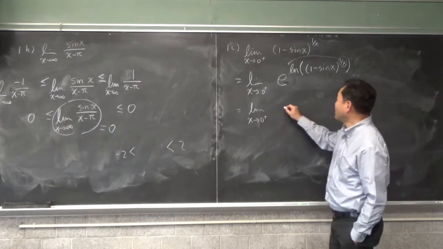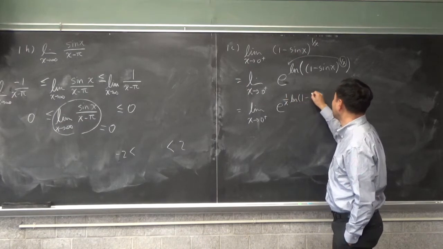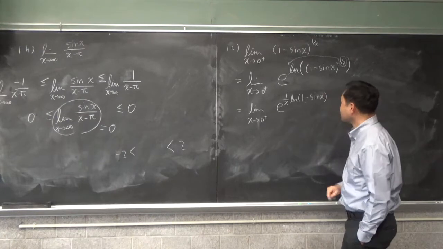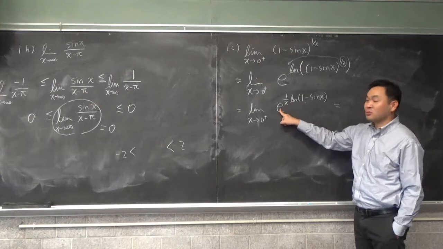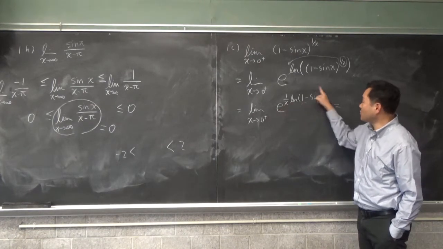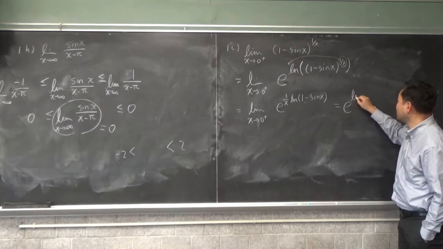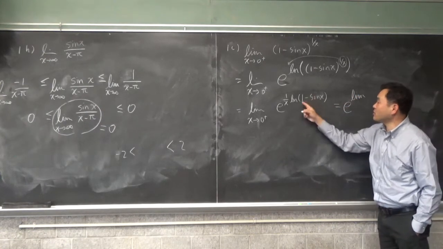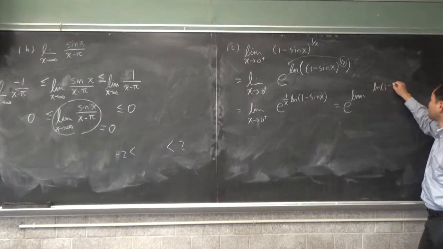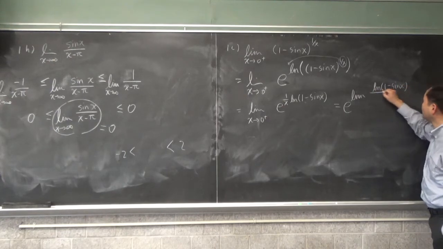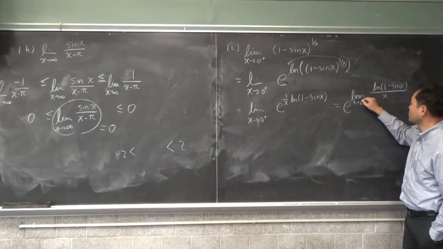Okay, and therefore you have e to the 1 over x times ln of 1 minus sine x. Now, look, e doesn't change, right? It's really this one that changes. So this limit can be obtained as e to the limit. And we can rewrite this as ln of 1 minus sine x on top and x on the bottom, with limit x going to 0 plus.